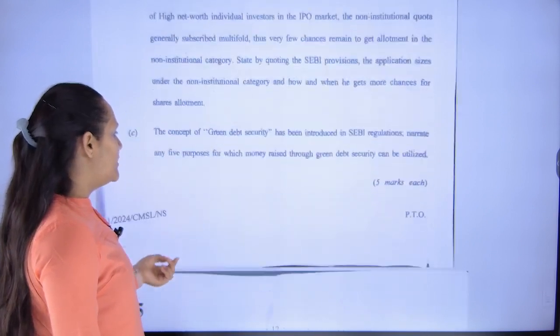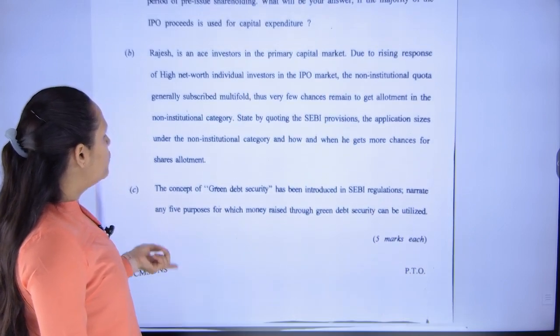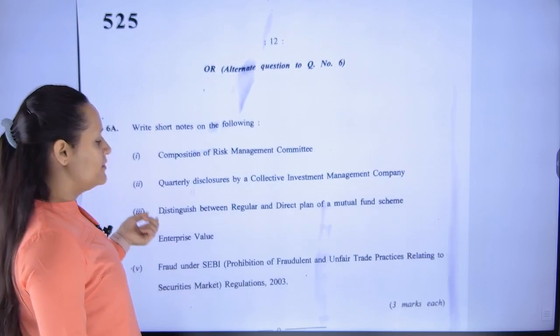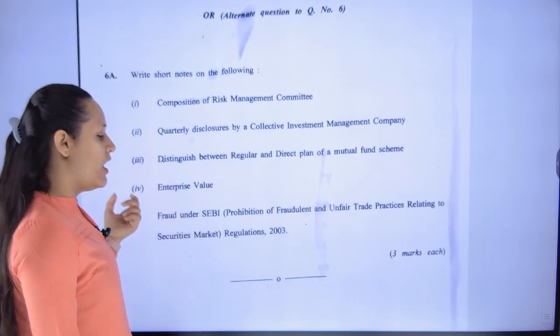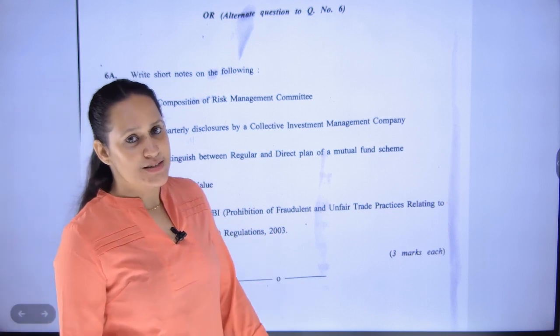So overall, the entire question paper is very easy. So if you find that question 6 is difficult, question 6A, all the questions are very, very simple and direct. So you can choose to attempt question 6A.